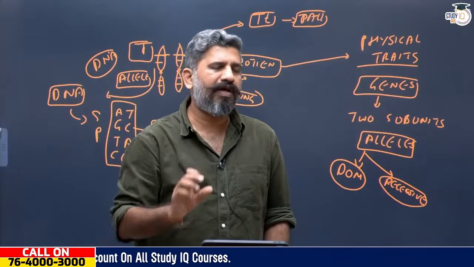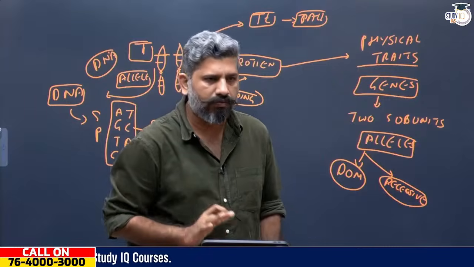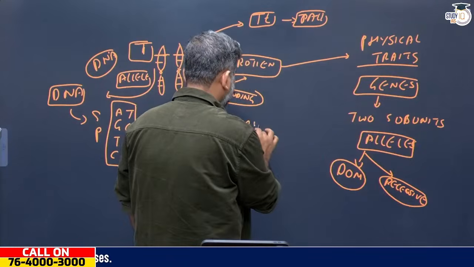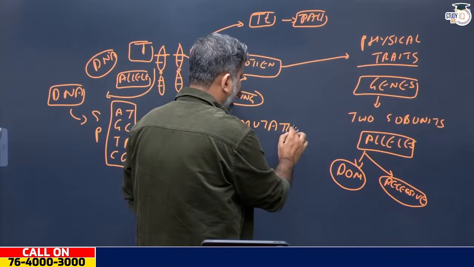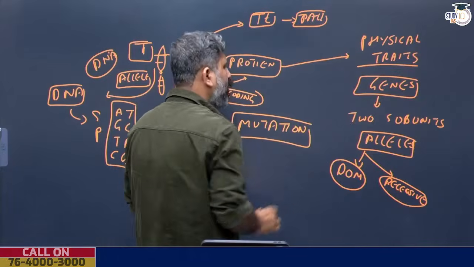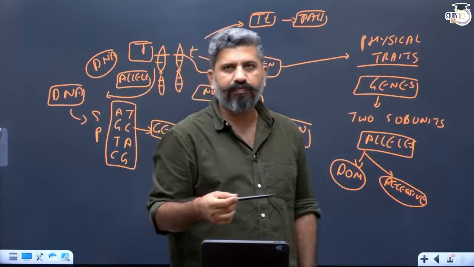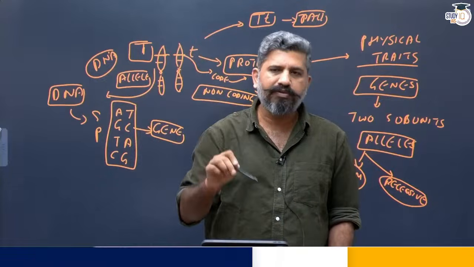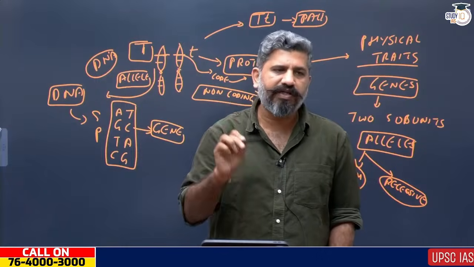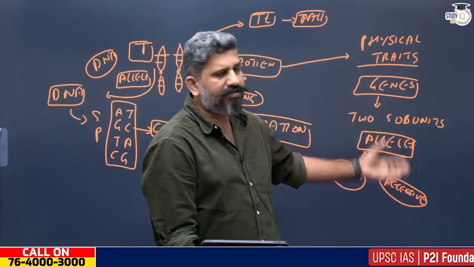This change happens by a process we call as mutation. What do we call it? Mutation. And which mutation is important? The mutation that happens in the coding part of the DNA. The mutation that happens in the coding part of the DNA is actually very, very relevant for bringing about what? Variations in the physical traits.